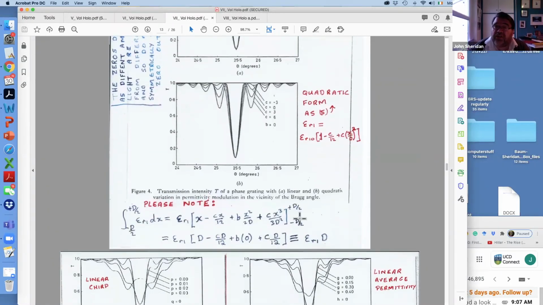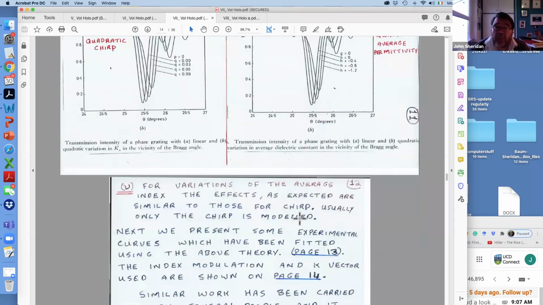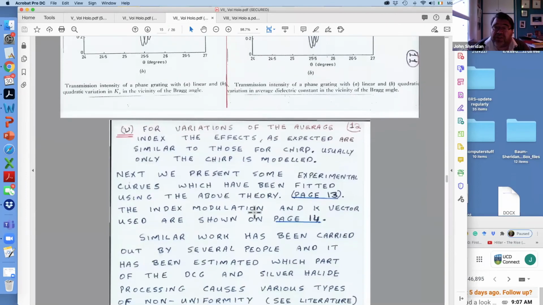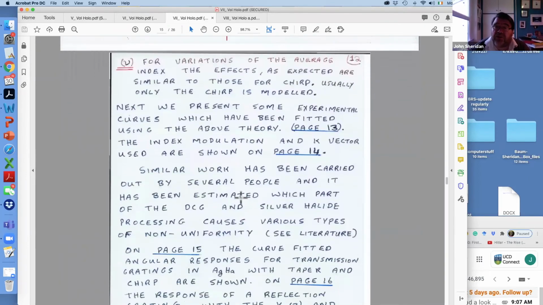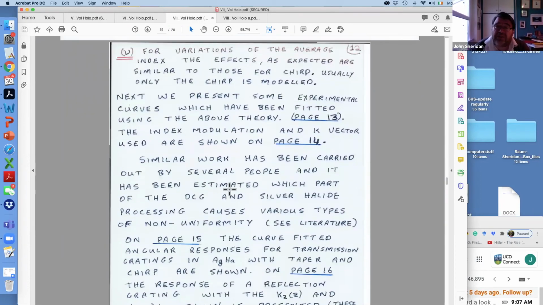So these are general types of characteristics you would expect to see as you vary these polynomials. For variations of the average index, the effects, as expected, are similar to those for chirp. Usually only the chirp is modeled. We assume a constant average and we lump everything that happens into the chirp.